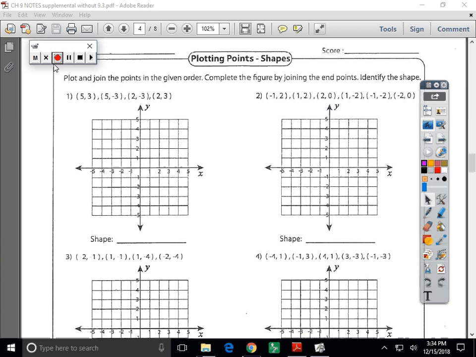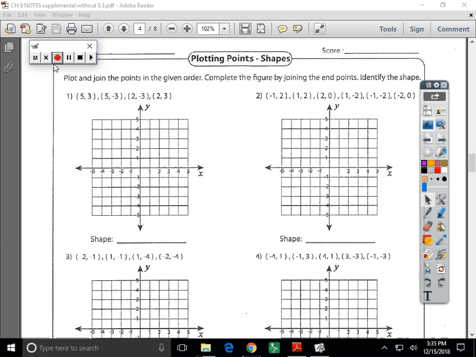Moving on, we're going to take a look at page 3. So we're going to use our knowledge of plotting points or ordered pairs in order to make some shapes, to identify what the shapes are on the coordinate plane. So for this first one on page 3, we will read the directions.